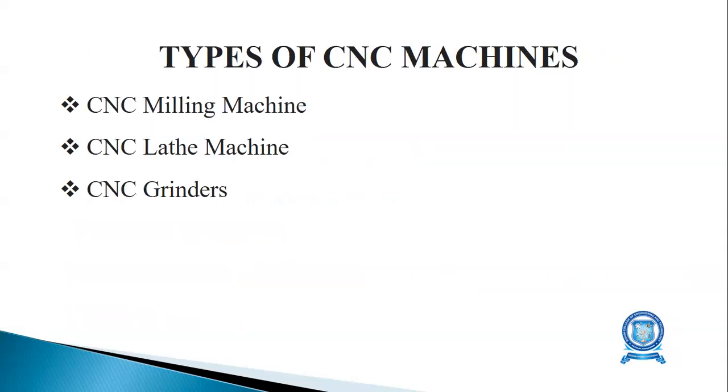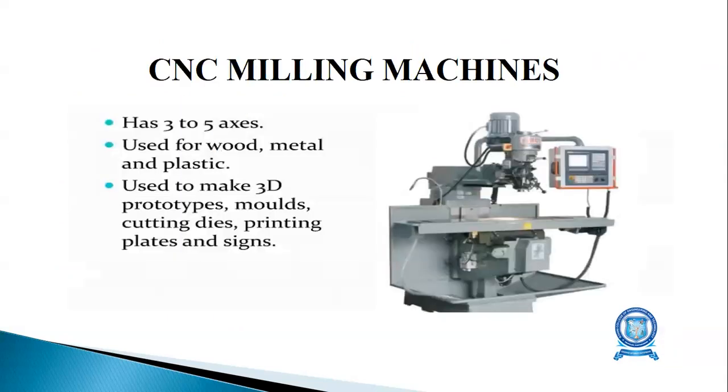Types of CNC machine. There are three types basically. First one is CNC milling, second is the CNC lathe, and third one is the CNC grinder. The CNC milling machine has 3 to 5 axes and is used for wood, metal, and plastic operations, used to make 3D prototypes, molds, cutting dies, printing plates, and signs.